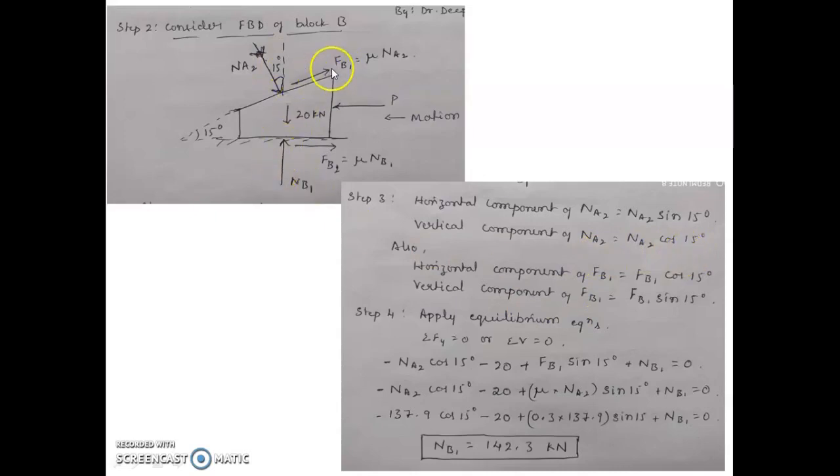Also, this friction on the inclined plane will resolve into horizontal and vertical components. Then it will become Fb1 cos 15 and Fb2 sin 15. Now I will apply the equilibrium equation, that is sigma Fy is equal to 0, or the summation of all vertical forces is equal to 0. What are the vertical forces here?